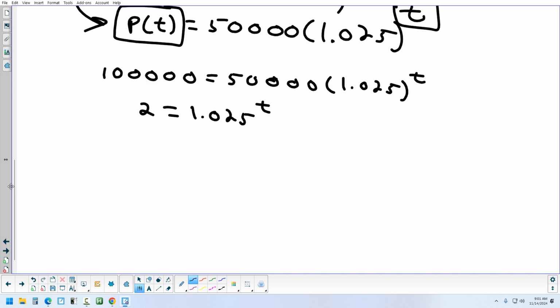What could I try to do with that, instead of writing it as an exponential equation? Yep, right, we could try making it a log equation and see if that helps. So let's start with log. What's going to be the base on my log? Yeah, 1.025.